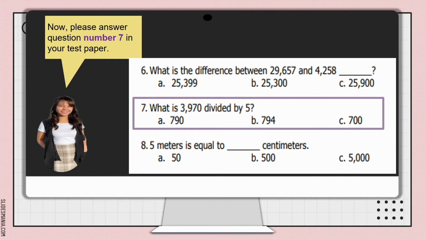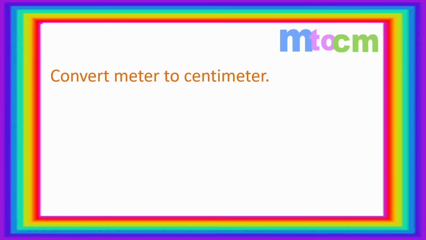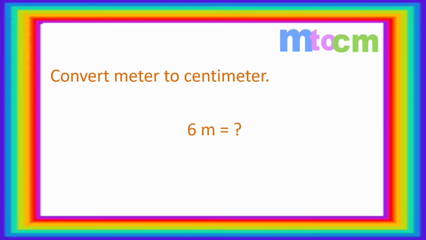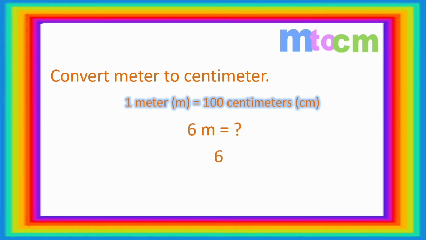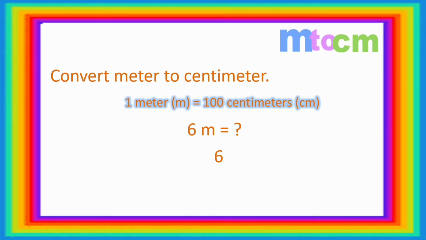Alright, please encircle the correct answer. Next, convert meter to centimeter. 6 meters equals how many centimeters? Remember that 1 meter is equal to 100 centimeters. To make it short, just add 2 zeros at the end.